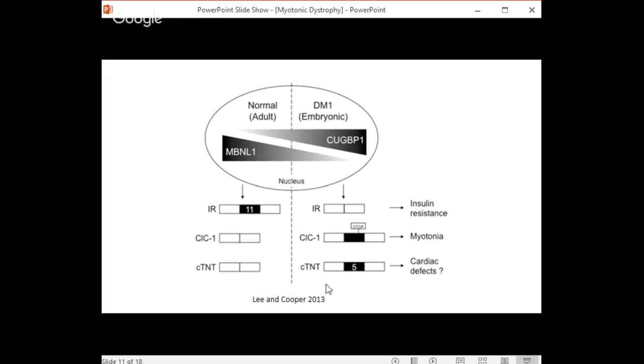Lastly, the CTNT5 can have an alternative transcript with CGBP1 with an extra exon 5 here, and this can lead to, like I said, different cardiomyopathies.